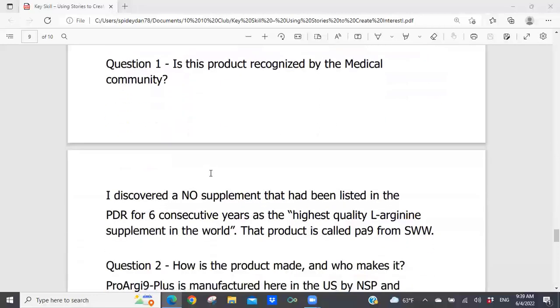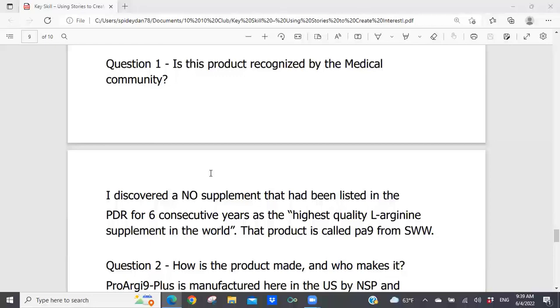So he doesn't talk in terms of the doctor, but he does talk about the Physicians' Desk Reference, which is what doctors use. For 6 consecutive years, highest quality L-arginine supplement in the world. And David, when I read this, I add the quote. I say, quote, highest quality L-arginine supplement in the world, end of quote. If I was doing this and reading this, I would say the quote, end of quote, because then people understand that you're not saying it, but the Physicians' Desk Reference. All you're doing is quoting that. And then he introduces the product Pro-Arginine Plus from Synergy Worldwide.